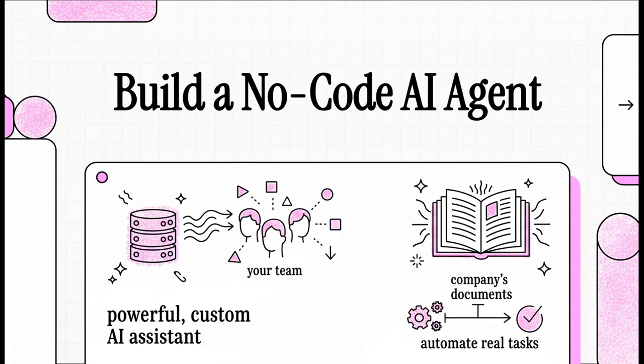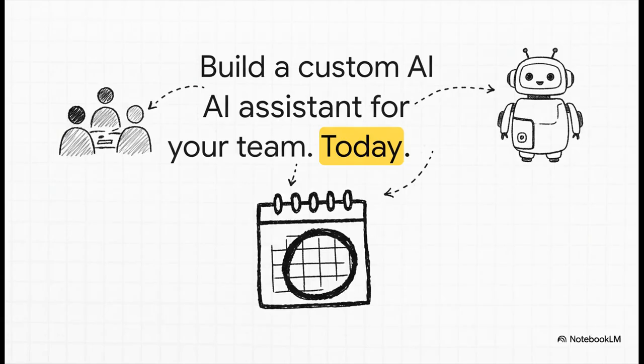Okay, so what if I told you that you could build a powerful, custom AI assistant for your team, like today? A tool that actually understands your company's documents and can automate real tasks? And no, I'm not talking about some far-off future promise. This is a real thing you can do right now. We're talking about creating an AI that's totally tailored to the unique way your team gets things done.